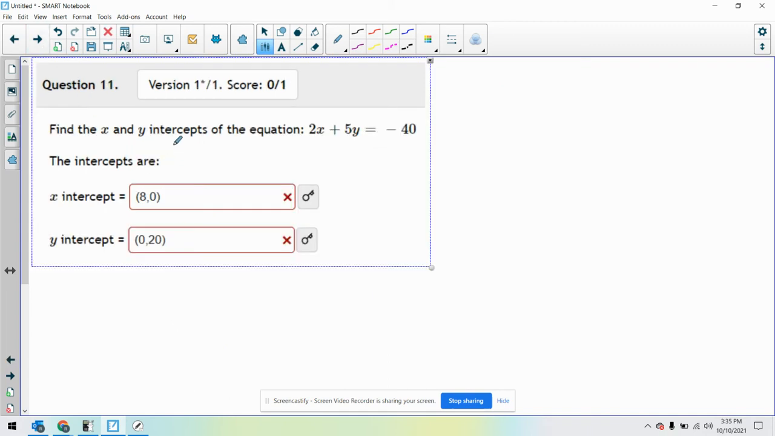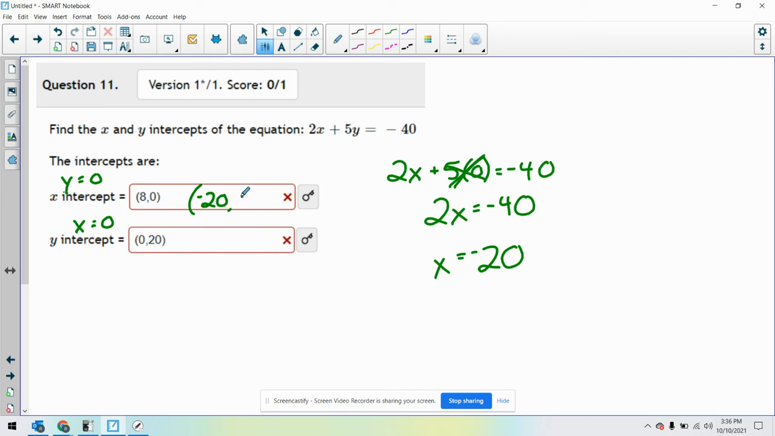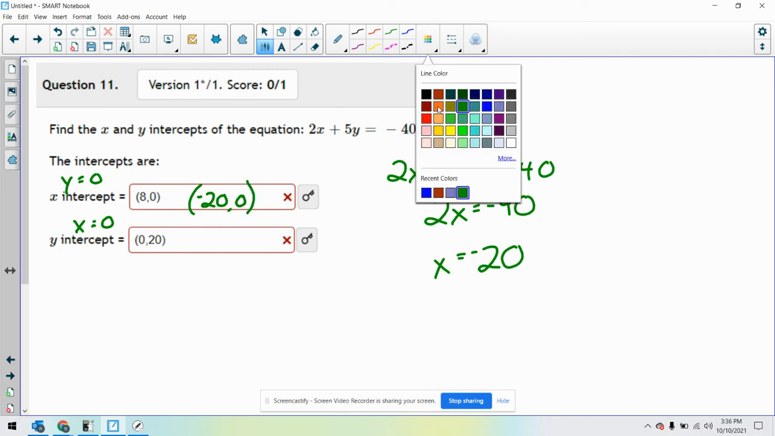Let's do the same thing for number 11. It says find the x-intercept, so we're going to let y be 0. And for the y-intercept, we'll let x be 0. So when we let y be 0, I get 2x plus 5 times 0 equals negative 40. 5 times 0 goes away. This is 2x equals negative 40. If I divide by 2, I get x equals negative 20. So I have the coordinate (negative 20, 0).